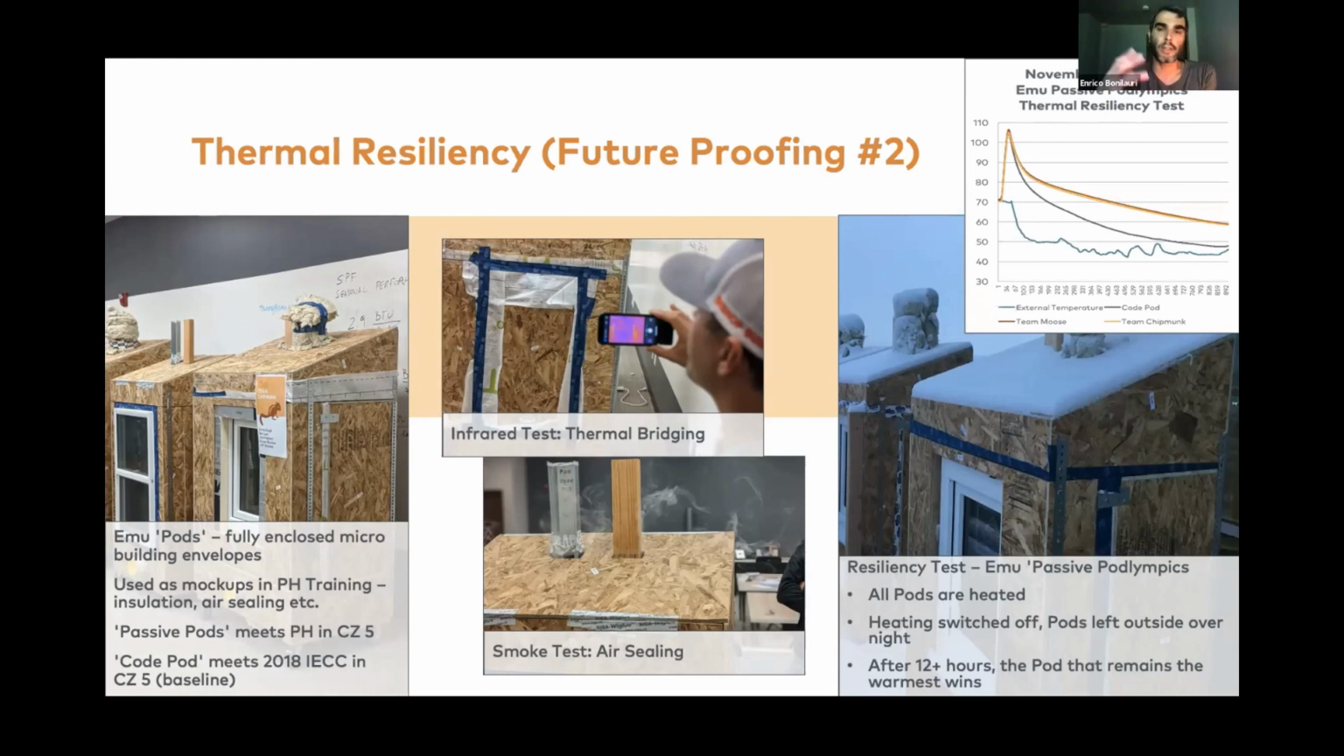This is something that protects people and shelters people if the power goes out. This is something that is extremely important in future-proofing our buildings. Just some examples of buildings built around the world.